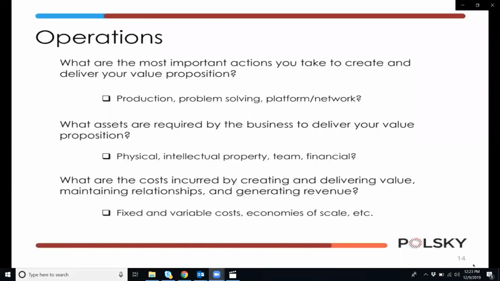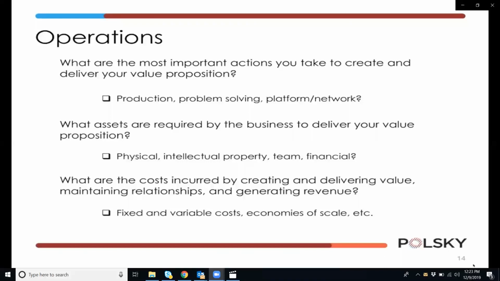The reader wants to know that you understand how you're going to actually bring your product to market. So how are you going to actually create it? What are the skill sets involved? What are the processes involved? Do you need partners? Do you need IP? What will it take to actually bring this to market?